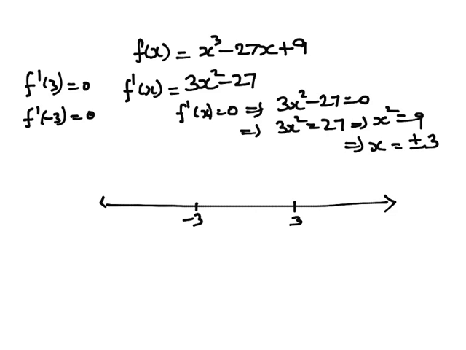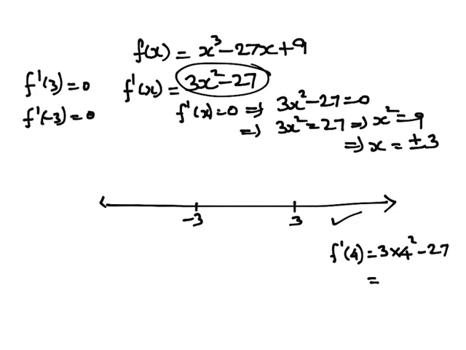Very simple. I'll take a value above 3. Let's say, let me take 3.1. We can even take 4. So f dash of 4 is, I will substitute it here, 3 into 4 square minus 27. So you will basically get 48 minus 27, which is 21, which is positive. So it means that f dash of x is positive here in this interval. In this interval, f dash of x will always be positive.